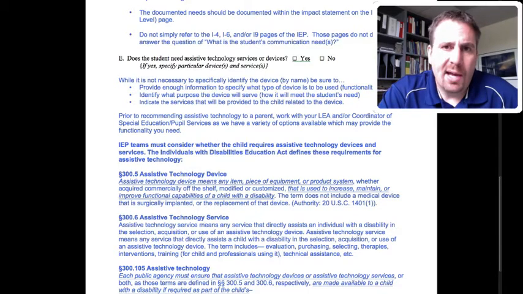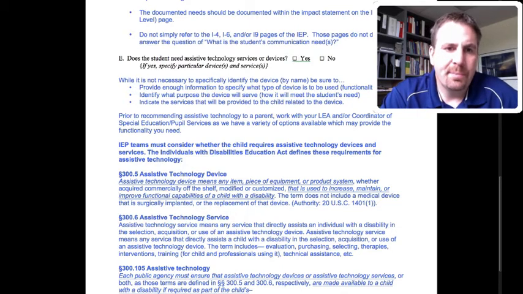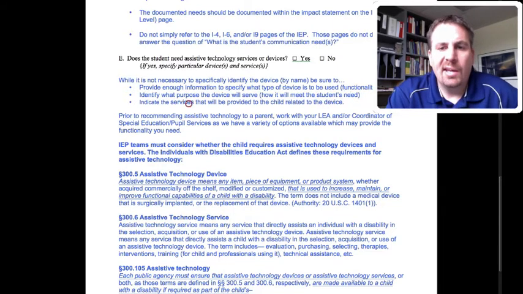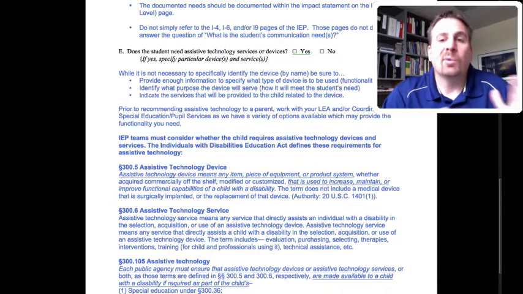Now, in your IEP writing, it's not necessary to specifically write the name of the device, but we want to provide enough specific information so that the reader can understand the type of device that's being used, or what is the functionality that it provides. Make sure that we identify the purpose of the device and how it's going to serve or meet the student's need, and indicate the services that will be provided to the child related to the device.